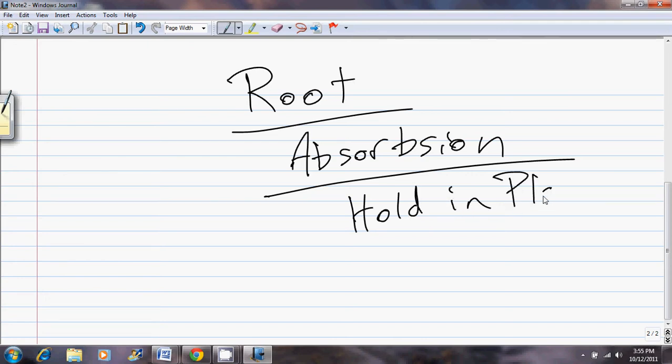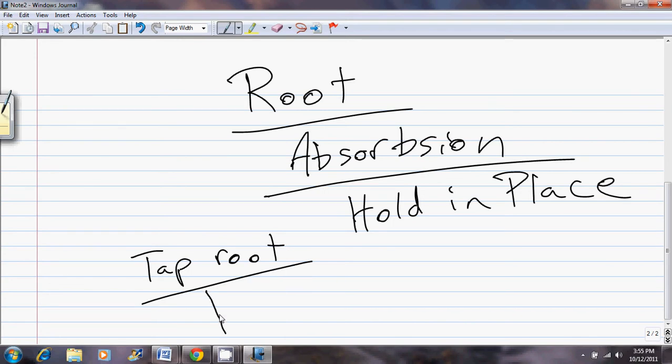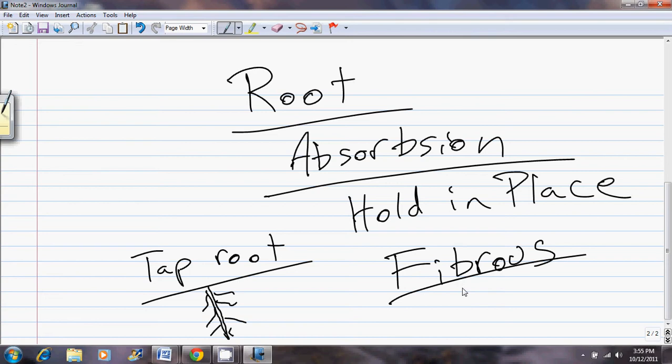Now, you can get two different types of roots. You can either get a taproot. And remember, a taproot is the one that looks like it just burrows deep into the ground. It has the fibers coming off that main branch. Or you can get, this is always such a fun word to say, the fibrous root. And remember, those ones come down, and it's kind of just a big tangled mess, and it spreads out, just like that. So those are two types.